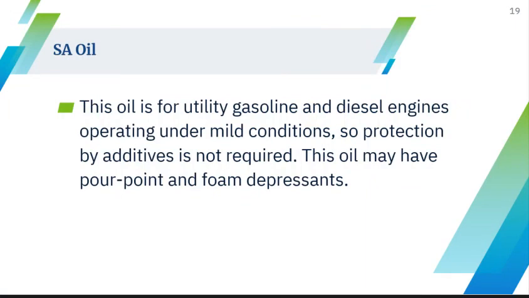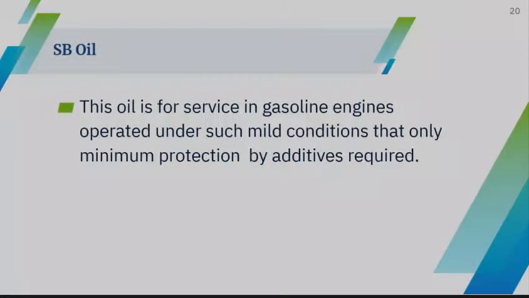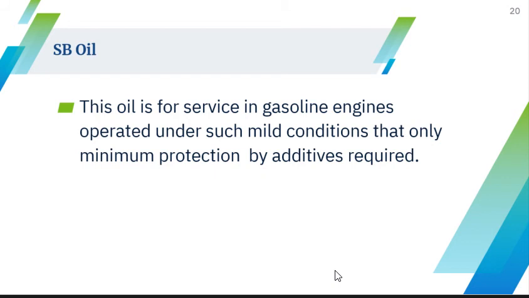Let's try to look at the CA oil. This oil is for utility gasoline and diesel engines operating under mild conditions. Protection by additives is not required, and this oil may have pour point and foam depressants. The SB oil, on the other hand, is for service in gasoline engines operated under mild conditions where only minimum protection by additives is required.